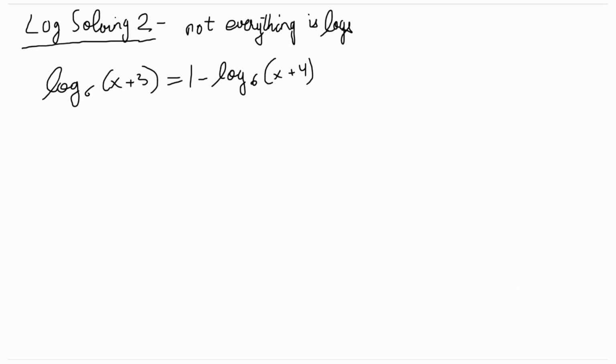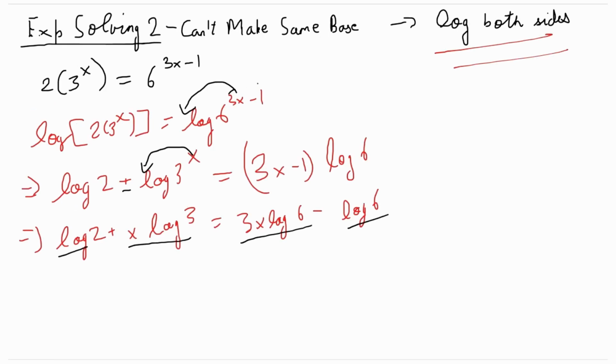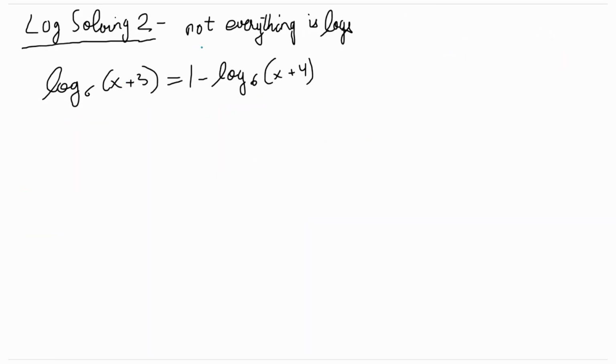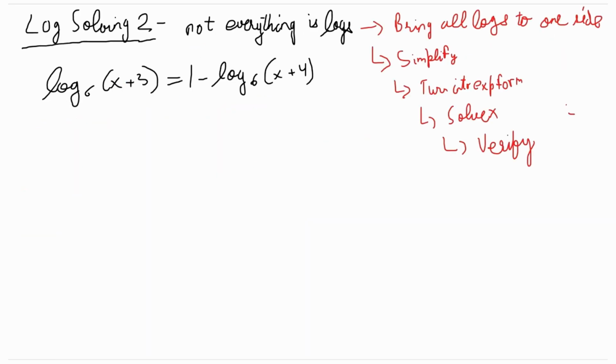Now the second case is where not everything is logs, or when not everything is the same base. Just like how in the other case of exponents we turned it into a log, now we're doing the other way around. Now we're turning it into exponents. So the steps to follow are: we bring all the like terms, in this case all the logs, to one side and the numbers to the other side, simplify it, turn it into exponent form, solve, verify.